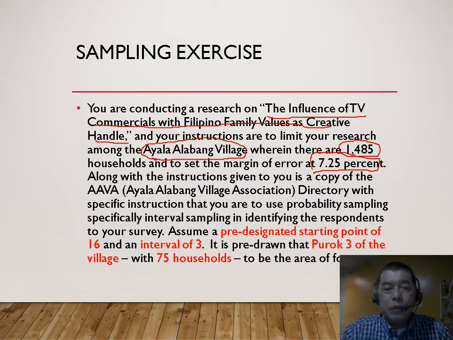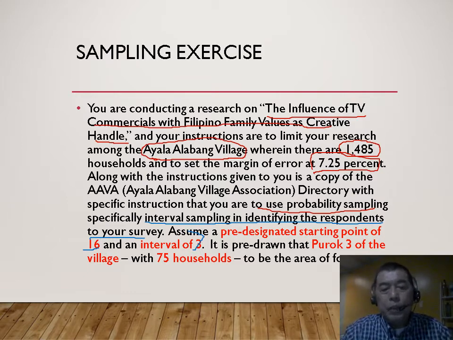Along with the instructions given to you is the copy of the directory of the Ayala Alabang Village Association. And you are going to use probability sampling, particularly interval sampling, in identifying the respondents to your survey. Okay? Now, assume a pre-designated starting point. This is for your interval at 16 and then an interval of every 3.